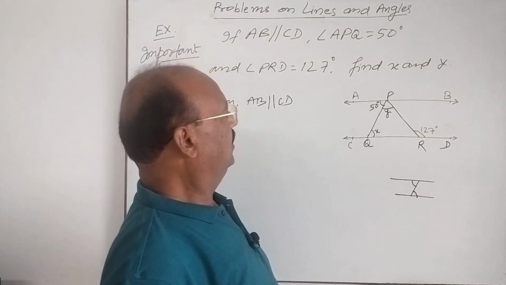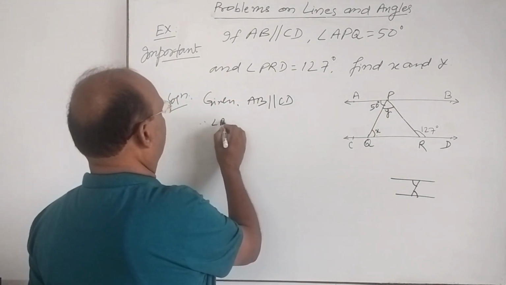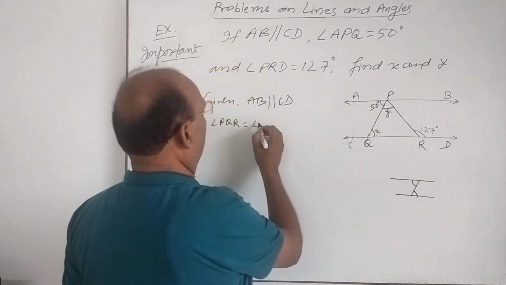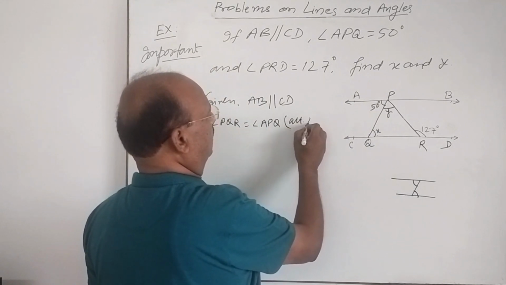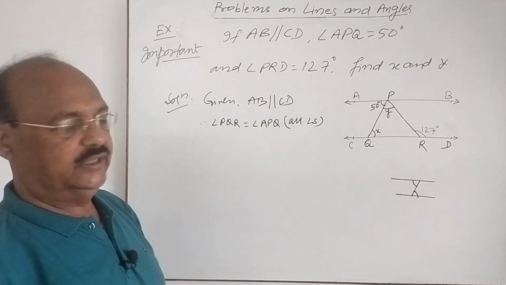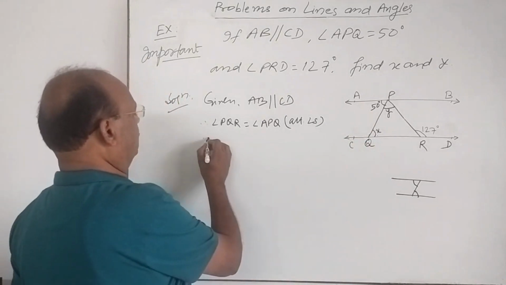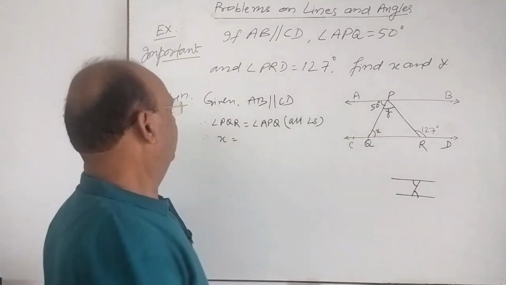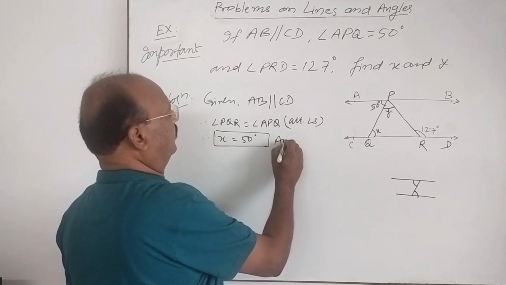Therefore we can say that angle PQR is equal to angle APQ. Reason, these are alternate angles where AB is parallel to CD. And angle PQR is x, which we have to find out. So this is x and angle APQ is 50 degrees. So we are getting the answer here. Value of x is 50 degrees.